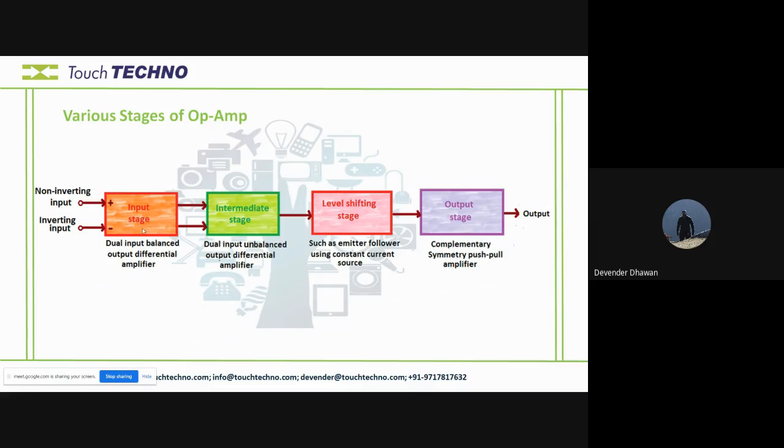We can categorize it in 4 different stages. One is your input stage, or you can call it a dual input balanced output differential amplifier. Differential amplifiers are again a type of amplifier that we can implement using our normal NPN transistor. I'll show you that in the next slide. Then we have another stage called the intermediate stage, which is again a differential amplifier. Then there is a level shifting stage. The last one is your push pull amplifier, or output stage, which will increase the impedance for the output so that you can get better impedance matching.